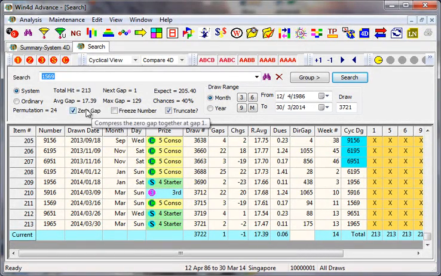Now what does average gap mean? 17.39 means on average, after you appear, within 17 draws this number is likely to appear again. But for me, my measurement is that I will take 17 divided by 2, that means 8. I'll take 8 draws as the best gauge. Meaning that if this number should appear and appear again, it should appear within 8 draws, then I will classify this as a hot and hitting number.